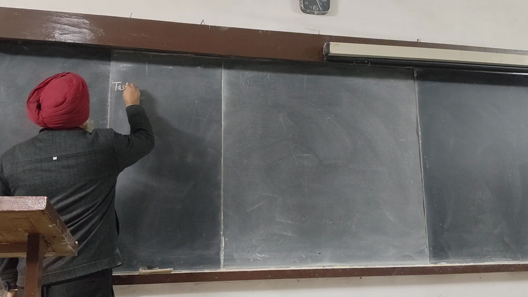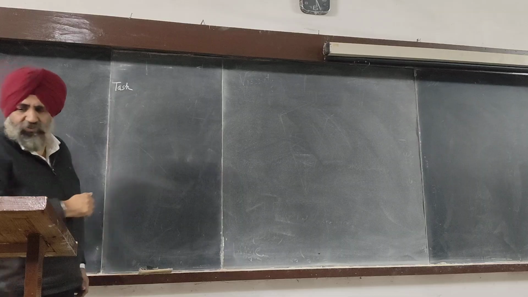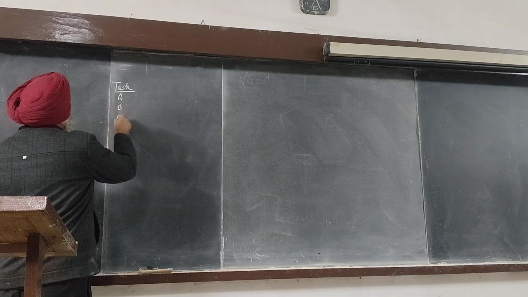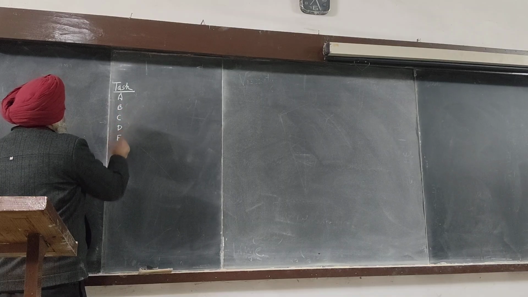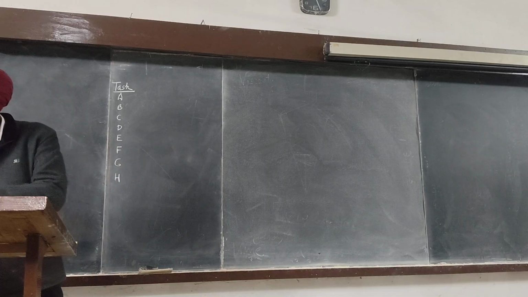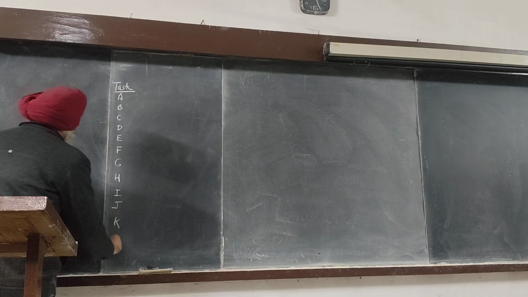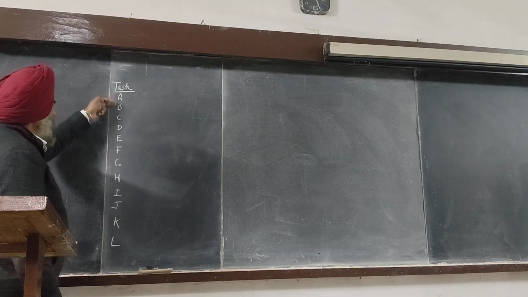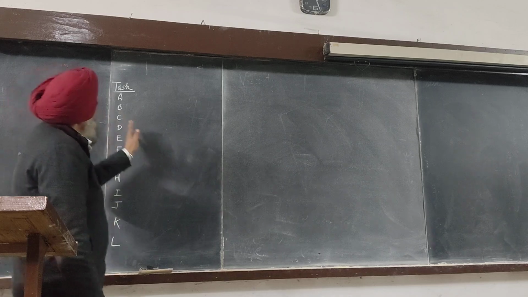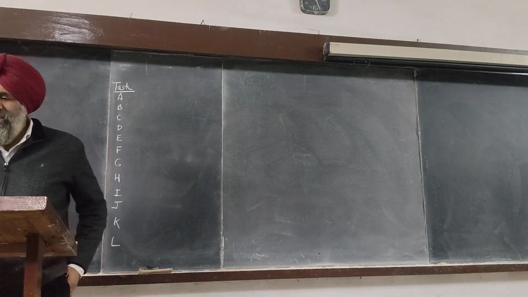The tasks which are given to us, starting with task A, task B, C, D, E, F, G, H, I, J, K, L. These are the tasks, meaning 1, 2, 3, 4, 5, 6, 7, 8, 9, 10, 11, 12. There are 12 tasks which are going for the widening of a street.